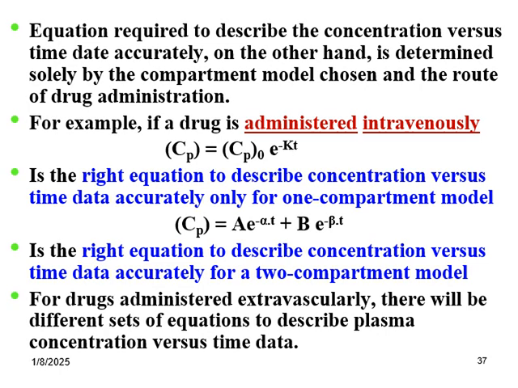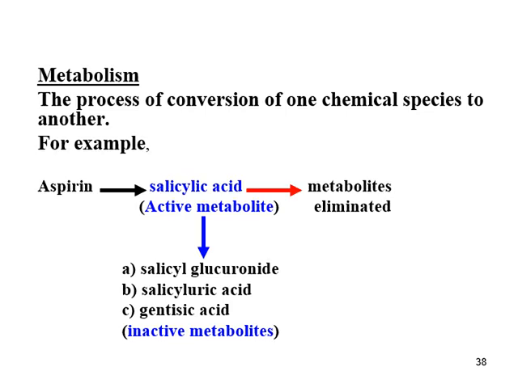Then let's go to the M in ADME. M here means metabolism, as we introduced before. What is metabolism? Metabolism is a process of conversion of one chemical species to another. For example, aspirin, a commonly used drug, goes to salicylic acid. That is an active metabolite, so that's a drug basically, which takes a pharmacological effect, and then the metabolites are finally eliminated by the body.